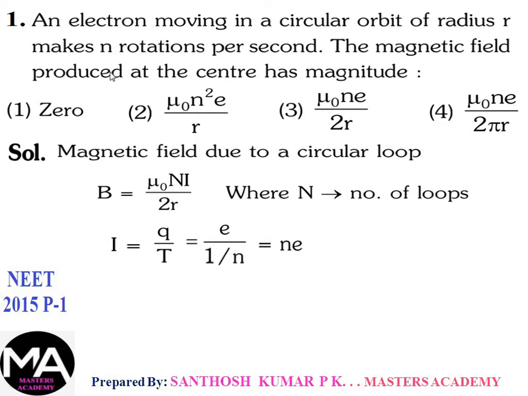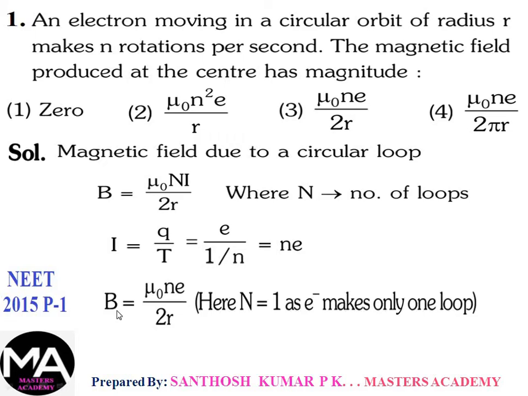Here they have given it makes n rotations per second. N rotations per second is nothing but frequency. So time period is equal to 1 by frequency, that is 1 by n. So I is equal to n into e. Therefore B is equal to mu naught n into e divided by 2r. Here n is equal to 1 because it makes only one loop. Therefore the option is the third one, mu naught n e divided by 2r.